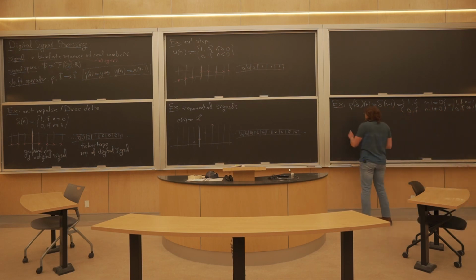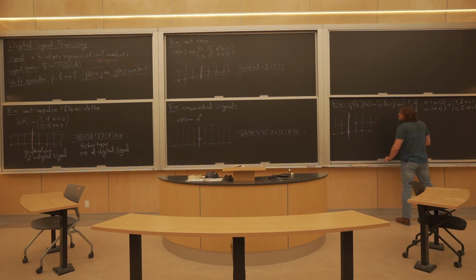Graphically, we can draw it like this. So this is time 0, 1, 2, 3, minus 1, minus 2. And using the ticker tape, we have this. So you see, this is time 0. So here I should put 0. Here I should put 1 and 0. Okay?